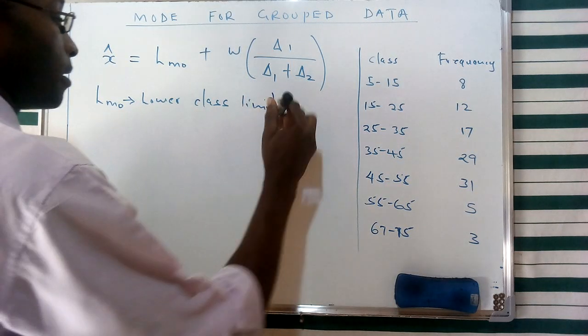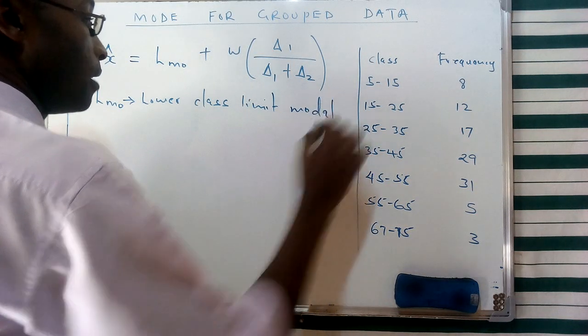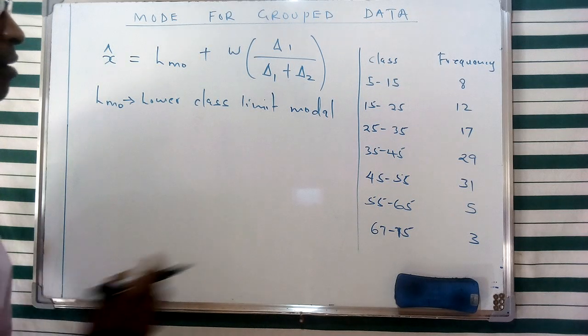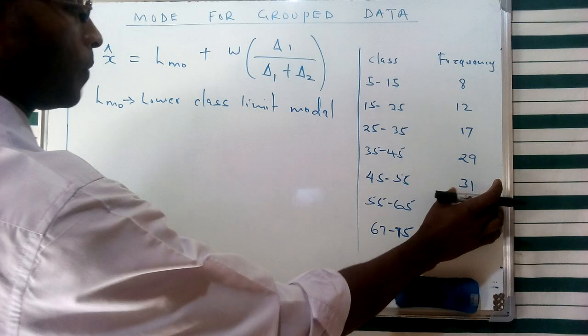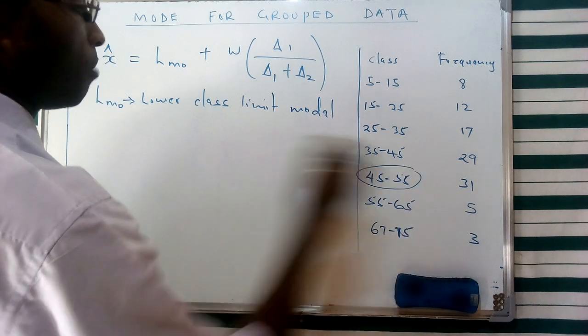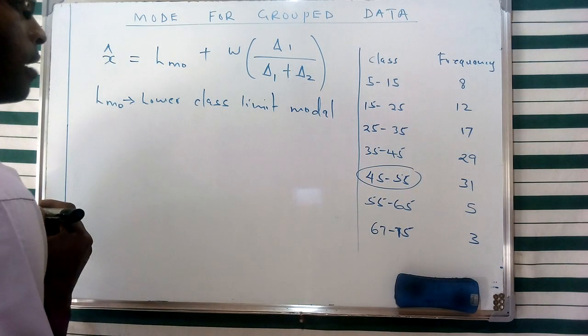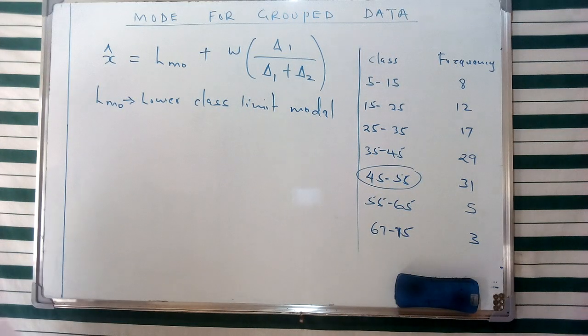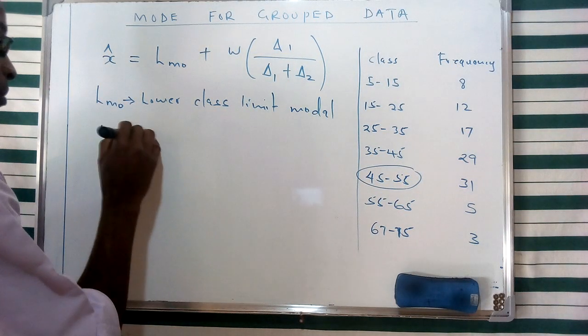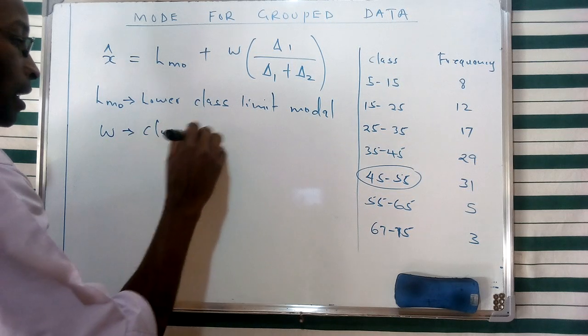So this is the lower class limit of the model class. When I say the model class, it is the class which has the highest frequency in this particular distribution, and therefore this is going to form our model class, having the lower and the upper class limit given as such. In this case, the value of W is going to represent the class size.